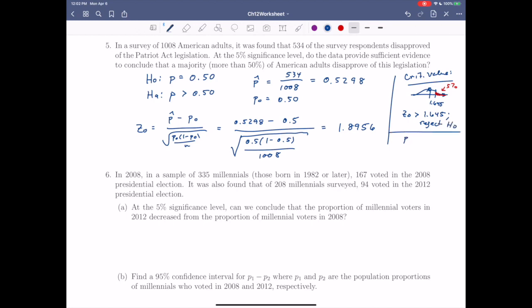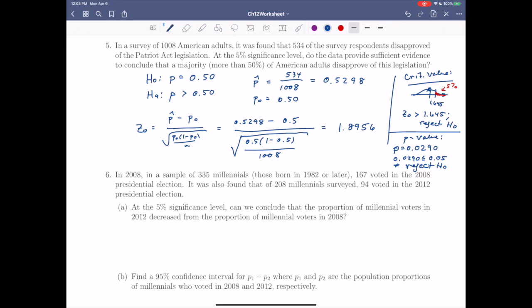Alternatively, you can do the p-value approach, where you compute the p-value, and it turns out your p-value is going to be 0.0290. Since that's less than alpha, right? Our alpha was our significance level, which was 5%. This is less than 5%, so that again means reject the null hypothesis. Okay, so that's the p-value approach and the critical value approach. Of course, they'll always agree. It's just whichever one you prefer.